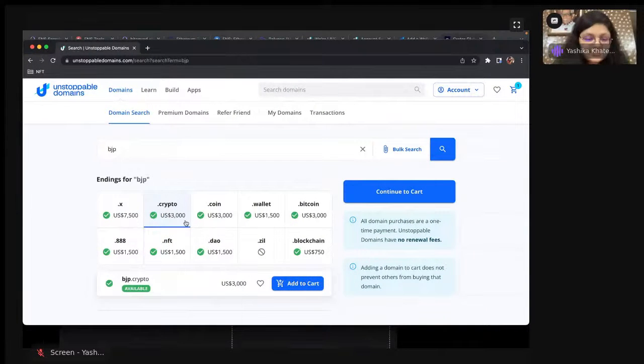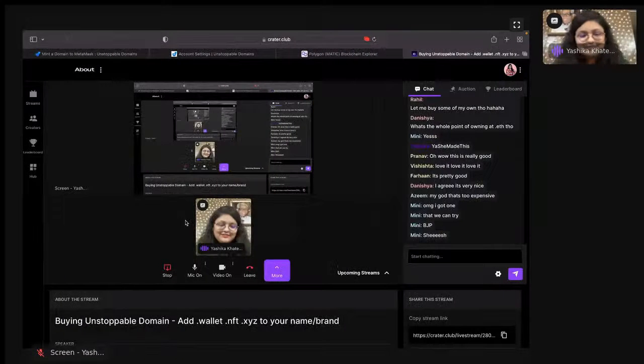Three-letter names are going to be more expensive. I mean, we definitely don't want to spend 2,50,000 rupees on buying a BJP domain, right? We definitely don't want to do that. So let's get back to our original, "she made this .crypto." What do you think? Should we go ahead with "she made this .crypto," or should I go for "Yashika Khated .crypto"?